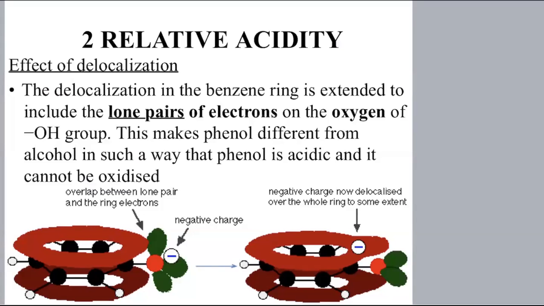Now, this oxygen is sp3 hybridized. So that means you have 4 lots of sp3 orbitals, right? One of them is being used for the carbon-oxygen bond. The other one is being used for an oxygen-hydrogen bond. And then 2 of them, sp3 orbitals, just contain the lone pair of electrons.